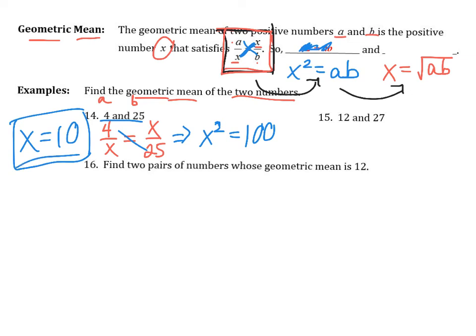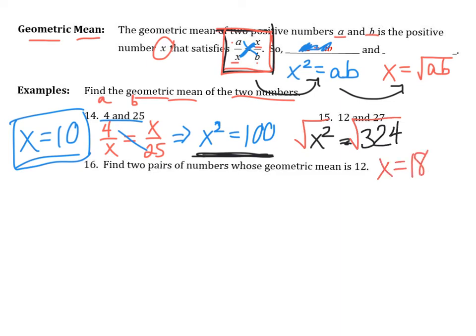Now for the next problem, I know it's going to be set up the same way. So if I want to, I can just jump to this second step that I had back here. I know it's going to be x squared equal to 12 times 27, which is going to give me 324. And then the last thing I have to do is just take the square root on both sides. So for number 15, my geometric mean is actually going to be 18.